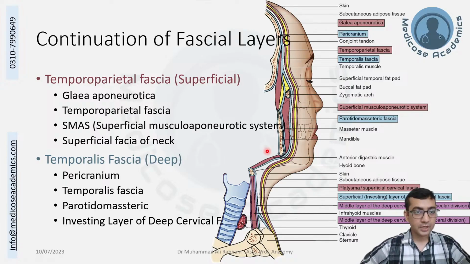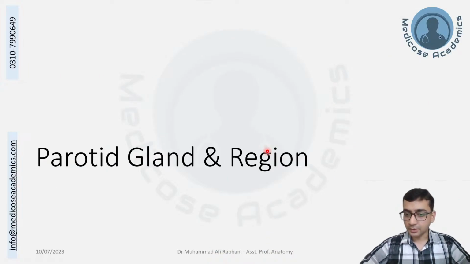Of deep cervical fascia. So this is about the fascial layers, and these terms will be frequently used as we move along to the regions. So let's talk about the parotid gland.